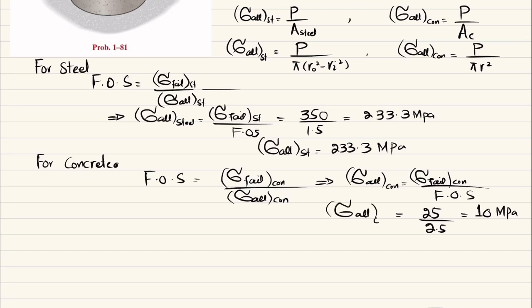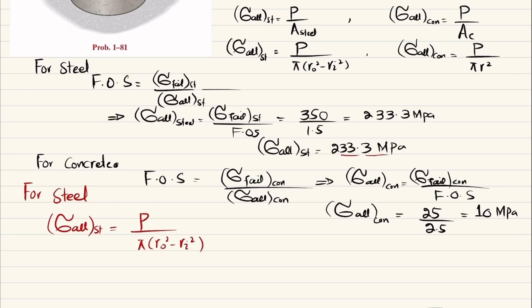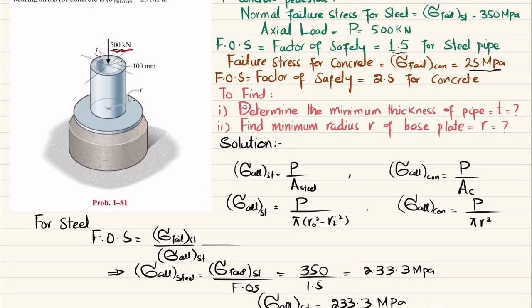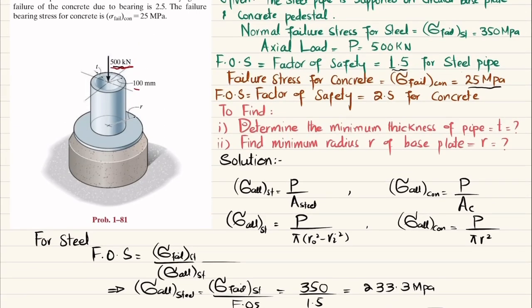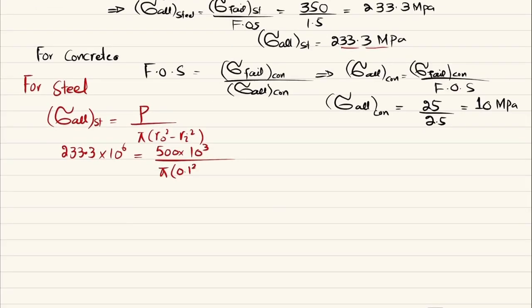Clear? Concrete. Now we have this value, we have this value, we have R naught. So we will calculate for steel. Let me choose another color. For steel, we know that allowable normal stress for steel is equal to P divided by pi into R naught square minus RI square. This is 233.3; allowable normal stress is 233.3 megapascal, so 233.3 into 10 to the power 6 is equal to P, which is given as 500 kilonewton. So I will write 500 into 10 to the power 3 divided by pi and R naught, which is 100 millimeter, so R naught is 100 millimeter and in meter it is 0.1 meter. And RI is not known. So this is RI. Clear? So 0.1 square minus RI square.